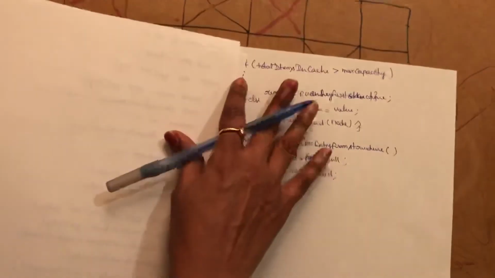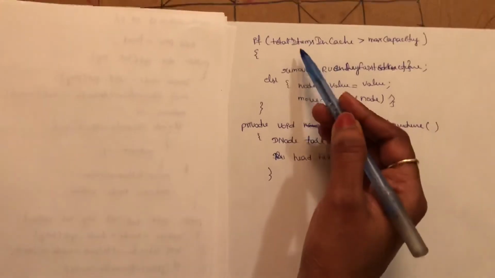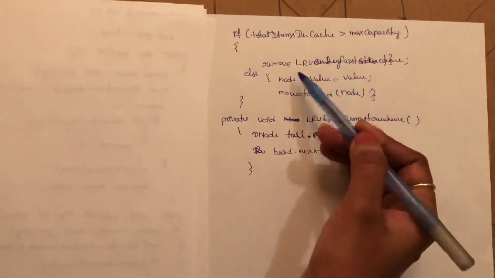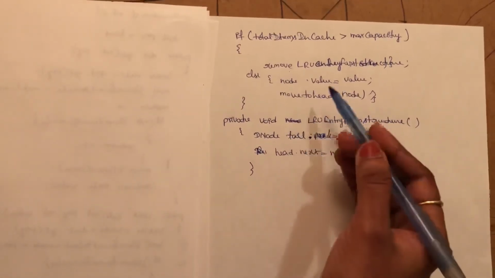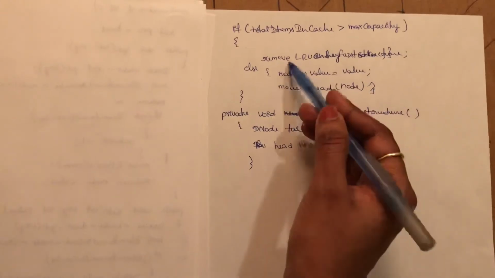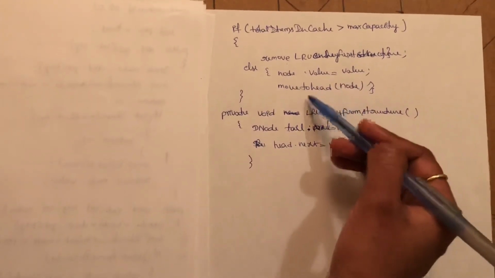So if the total items in the cache exceed the capacity, then we remove the first node of the linked list, and then we insert the new one at the rear pointer.